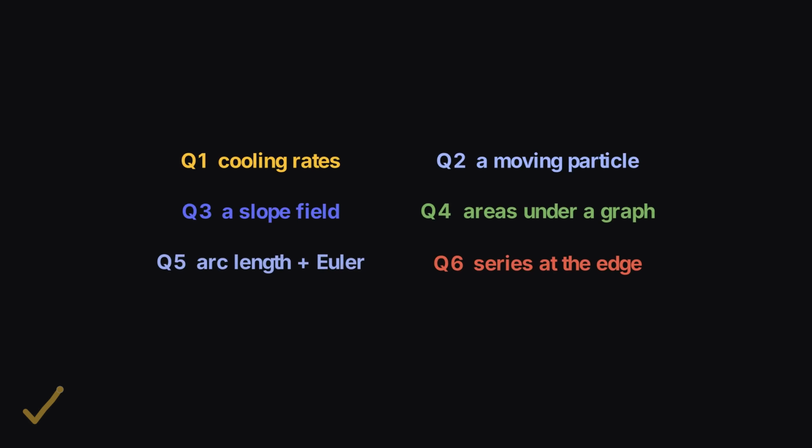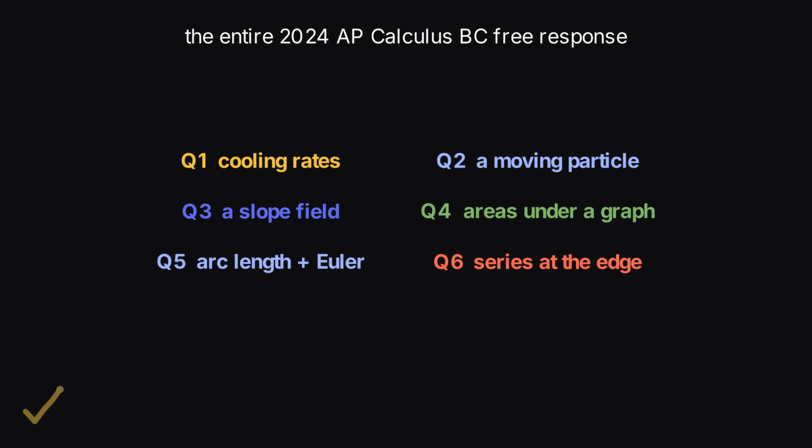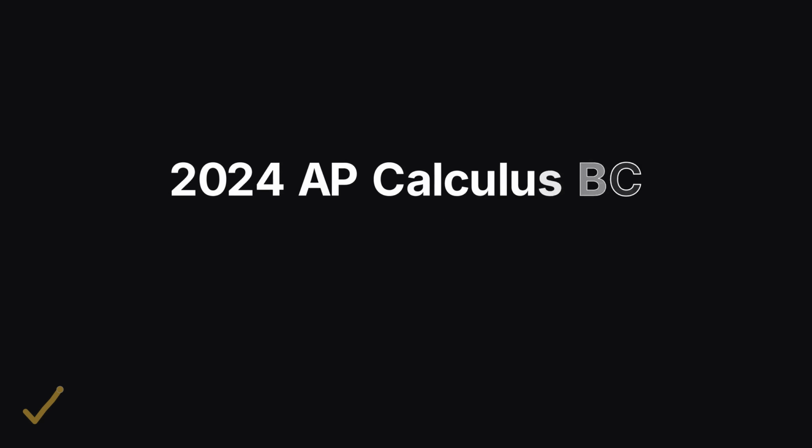This is the entire 2024 AP Calculus BC Free Response section, all 6 questions, solved start to finish. A series that fools you at the boundary, a particle in motion, and the slope field nobody finishes in time. Let's solve every one.